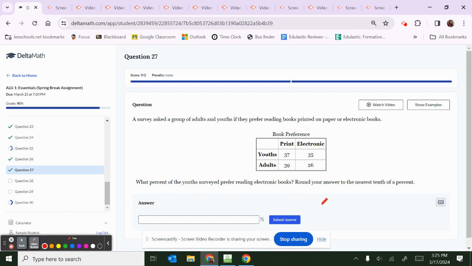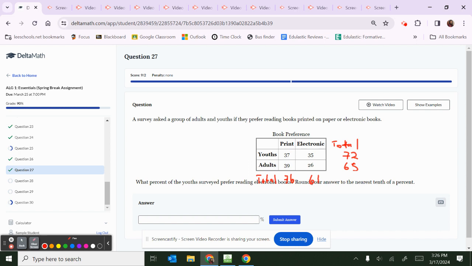All right. So a survey asks a group of adults and youths if they prefer reading printed or electronic books. All right. So this was the information we were given, but we need to find our totals. You can't do this without finding your totals. You have to do this first aspect first, no matter what. So the total amount of people who are youths seems to be about 72. Total adults seems to be about 65. Total printed is 76. Total electronics is 61.